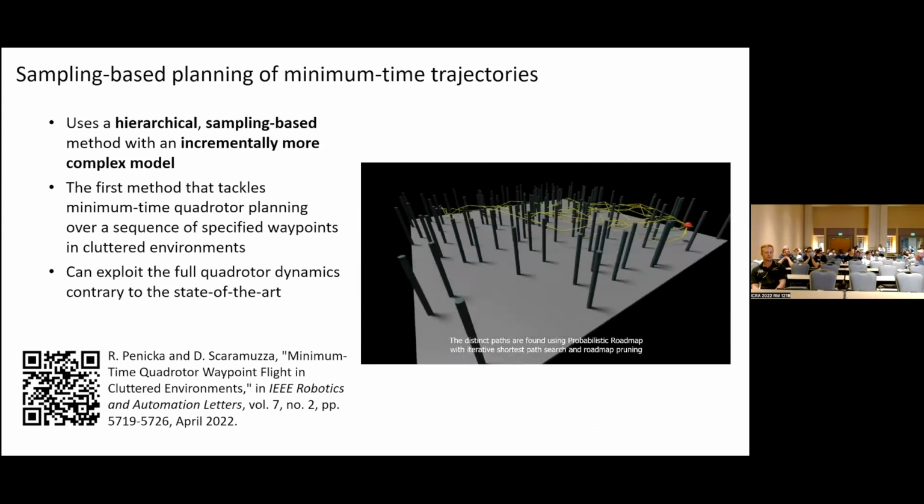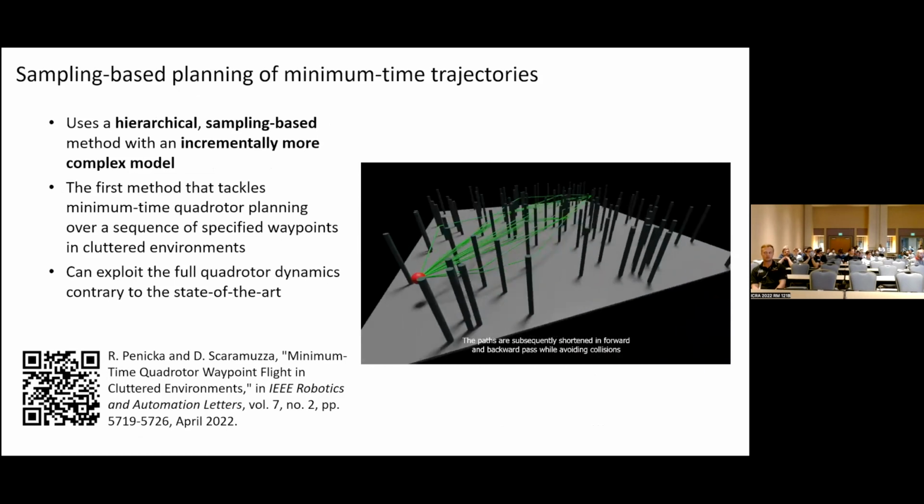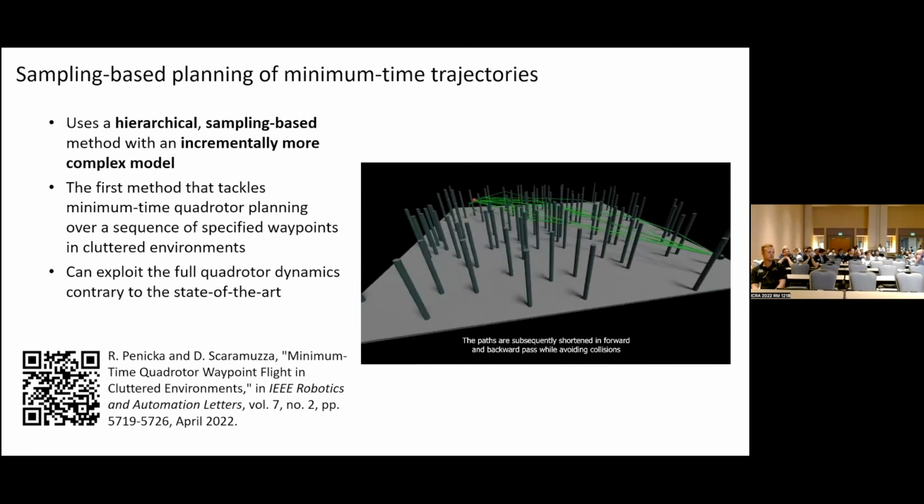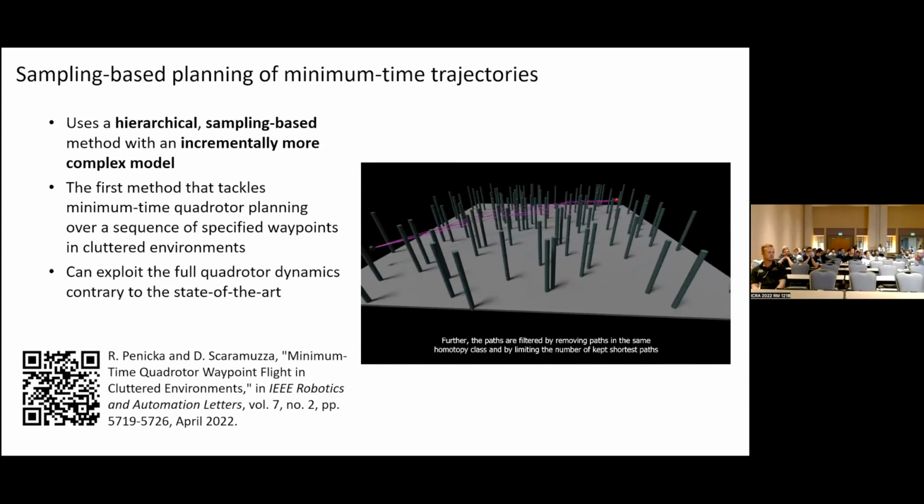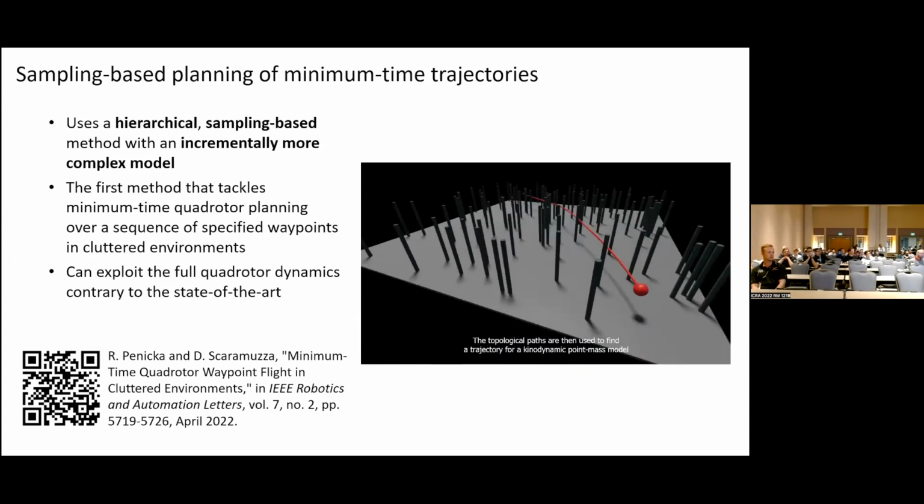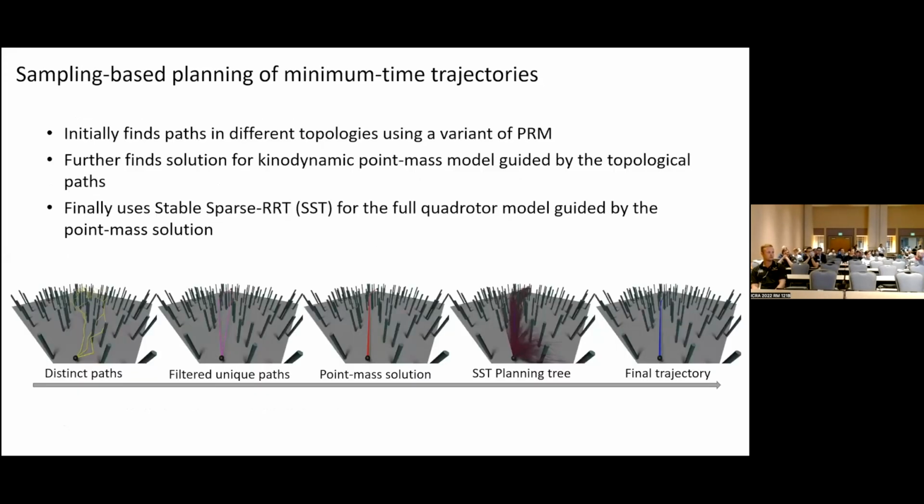So the first approach, as I said, is a sampling-based method that uses a hierarchical scheme where we increasingly plan for more complex dynamics of the drone. So we first plan a simple path passing through the gates in different homotopy classes. And then we continue to planning for a point mass solution, which has limited acceleration. And we guide this planning for the point mass solution using the previously found paths. And later on, we use a sparse stable RRT, which is a sampling-based method that we extended for minimum time and also to pass through multiple waypoints or gates, if you wish. And we show that this method, where we sequentially use the hierarchies of modeling the quadrotor, can be used to plan minimum time trajectories.